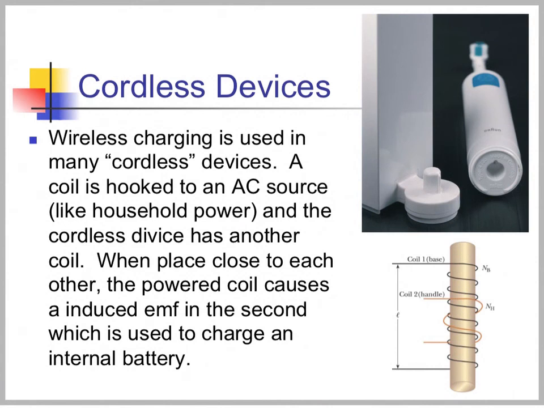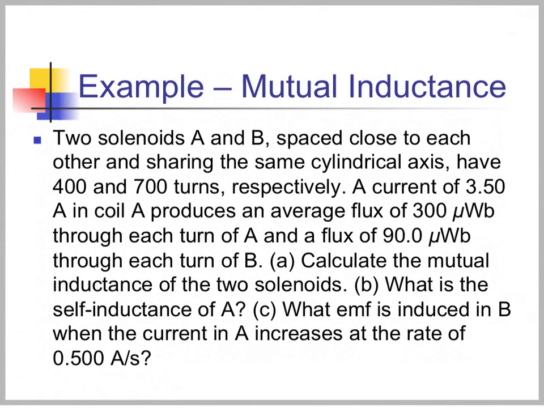What's the self-inductance of A? What EMF is induced in B when the current in A increases at a rate of half an amp per second? So first we know the definition of mutual inductance is N_B times the flux through B due to A, divided by the current through A.